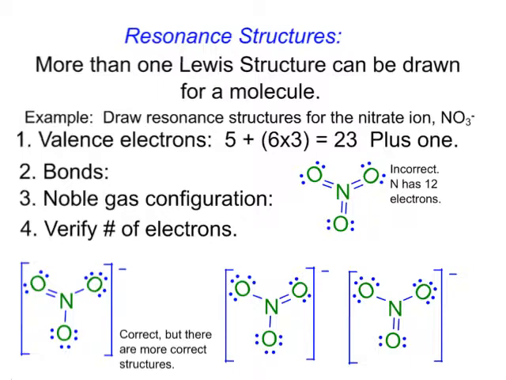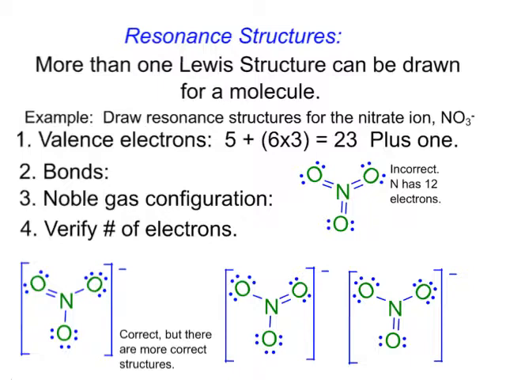What about the case of a resonance structure? And that sounds like a really big word. All that means is that sometimes more than one Lewis structure can be drawn for a molecule. So in the case of, let's see, this nitrate ion, nitrate can have more than one Lewis structure that can represent that particular ion. So let's walk through this problem together.